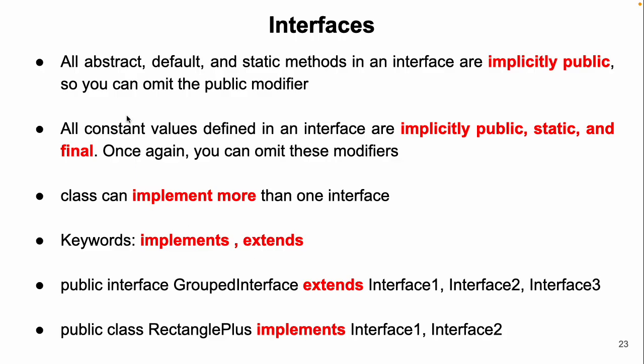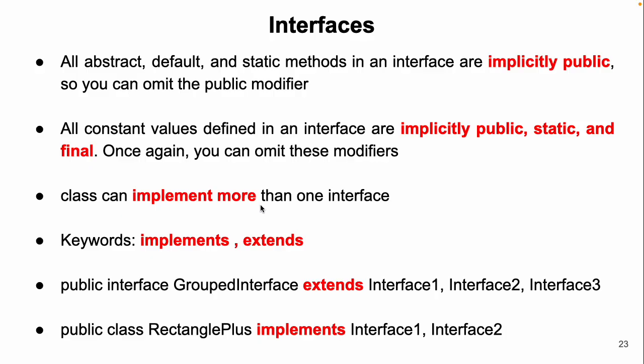And all abstract, default and static methods in the interface are implicitly public, because we are going to implement them. The interface is a general structure only. Obviously anyone can take it and implement it. For that reason all must be in public mode, so it is implicitly public. We need not specify public for the method names. And the constants given in the interface are implicitly public, static and final. We can't change the value.